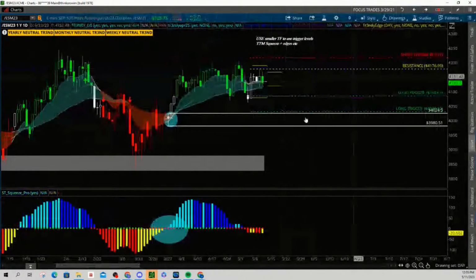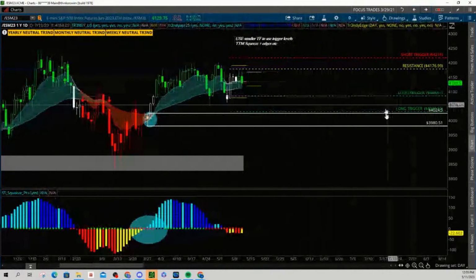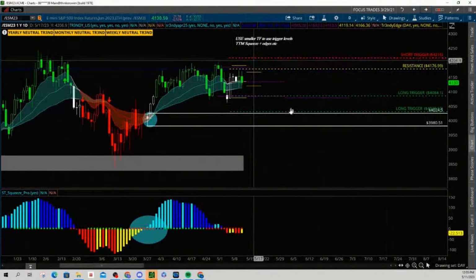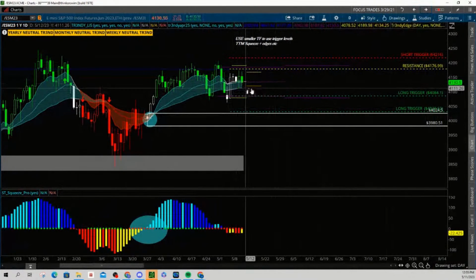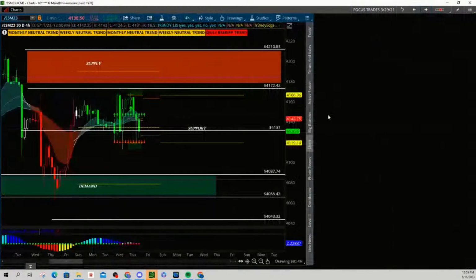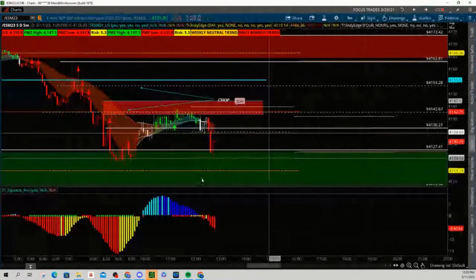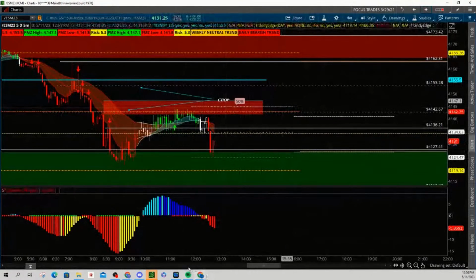As I move over here into the daily, we make it pretty straightforward. We have a long trigger, we have a resistance, and we have a short trigger. Once again, we're just hanging in a smaller time zone, and that's where we want to be. We have our 4 hour, and then we have our intraday. And this has been our intraday, guys.